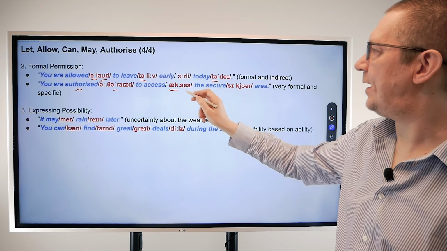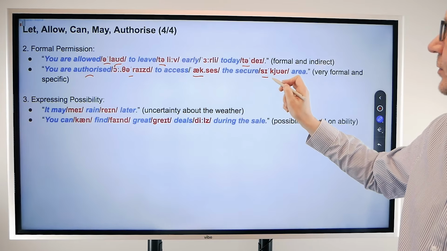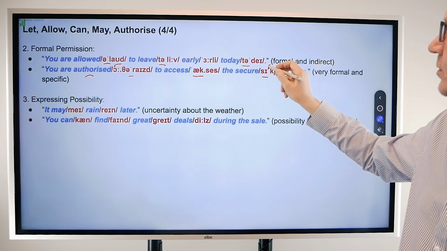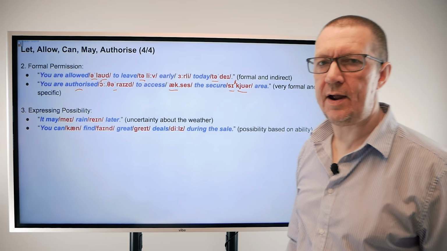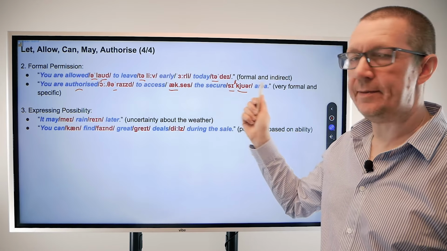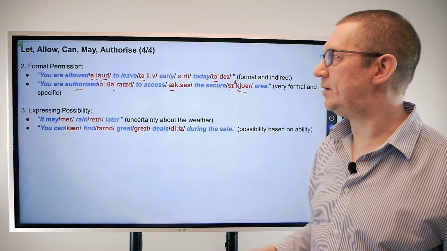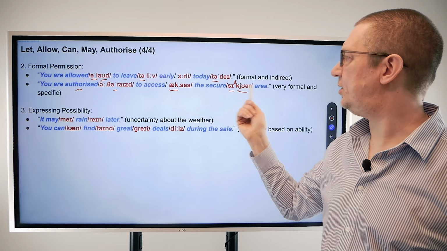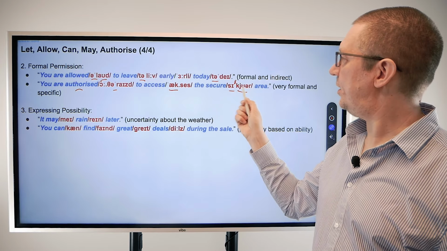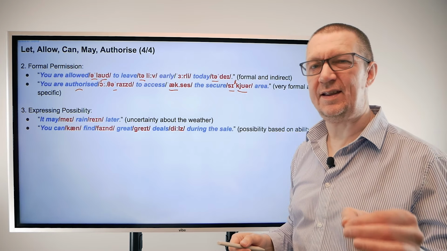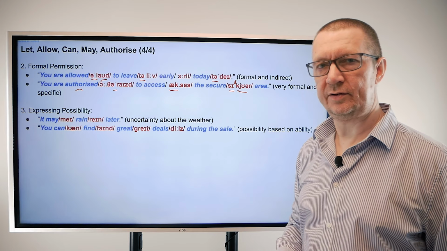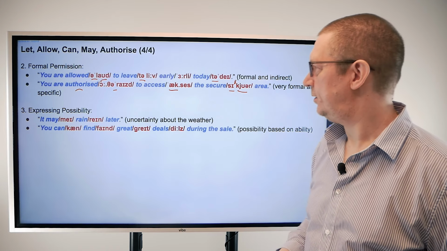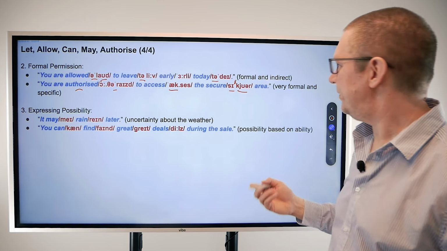Access, access, secure. This is where the stress is: secure area, secure. And notice that this rule I was telling you about with the schwa doesn't always work, because with secure, although this is the part that is stressed, you have to say secure. You can't say it the other way. It just doesn't sound right. In fact, it sounds a bit rude.